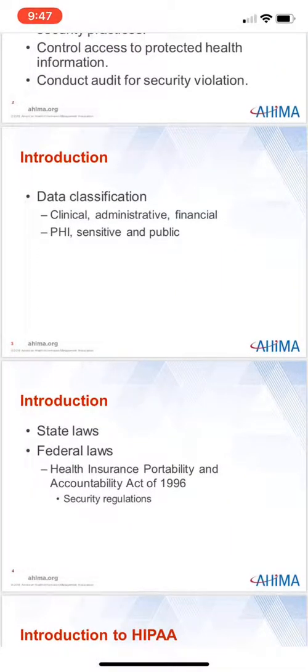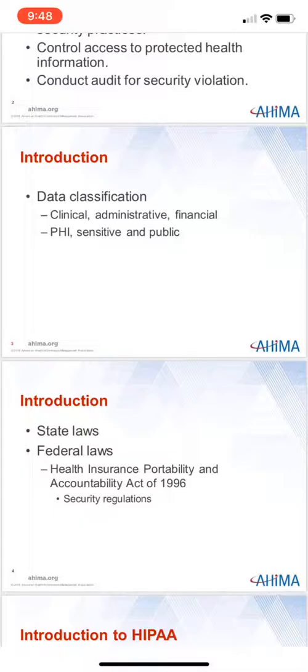The security of health information has always been a priority of health information management professionals, but it was raised to a new level of importance with the implementation of information systems that document and retain health record information, as well as other data that can identify the patient. Data can be classified in a number of ways. One way is to classify data according to the type of data, whether it's clinical, administrative, financial, and so on.